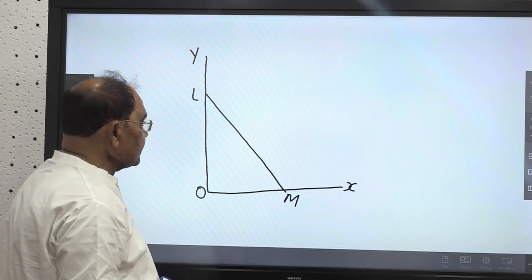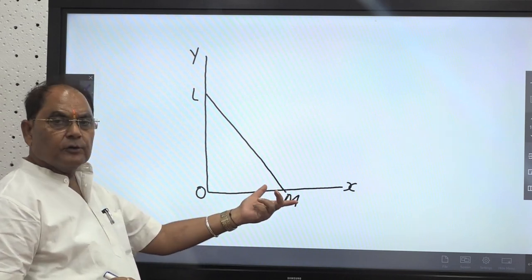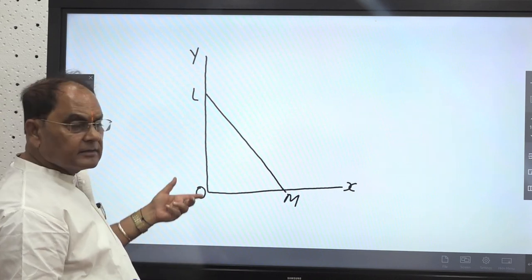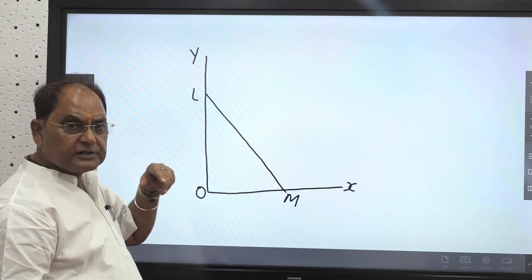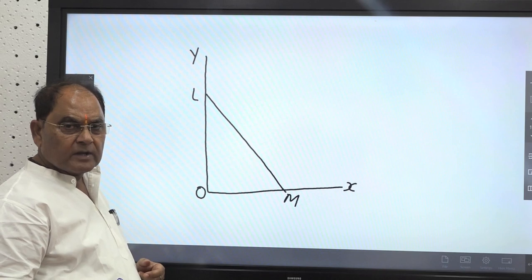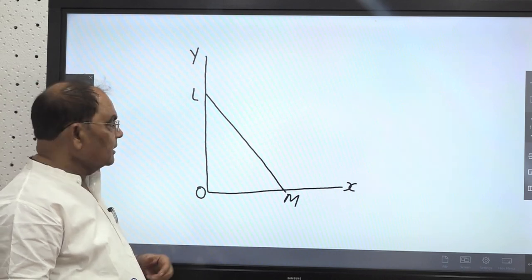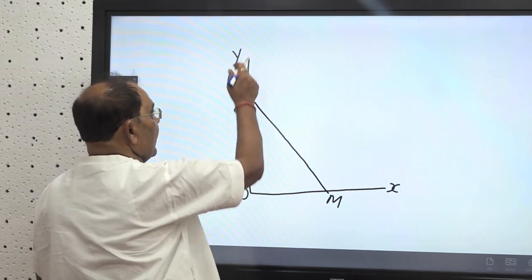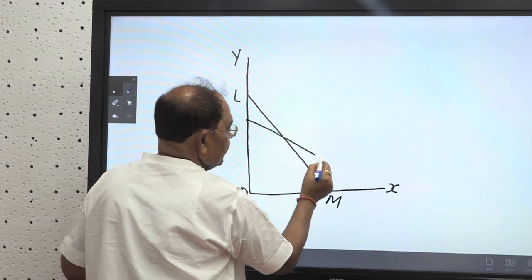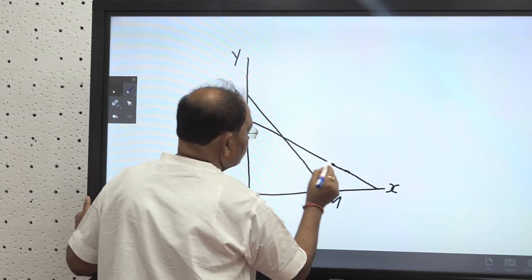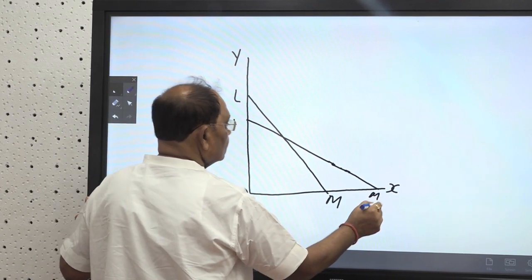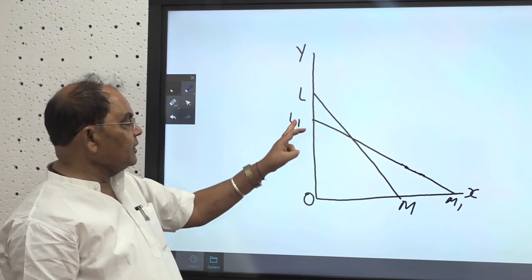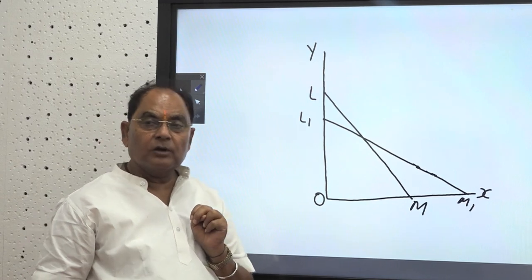Supposing this is the given situation. OM denotes the quantity of X to be purchased with the given amount of money, with the given budget. OL tells us about the quantity of Y to be purchased with a certain given amount of money. Now supposing Y becomes costlier, and X becomes cheaper. How do we denote that? So Y has become costlier. That means now this may be the shape of the budget line, L1, M1. Originally we were purchasing OL of Y. Now we are purchasing only OL1. That means this commodity has become costlier.